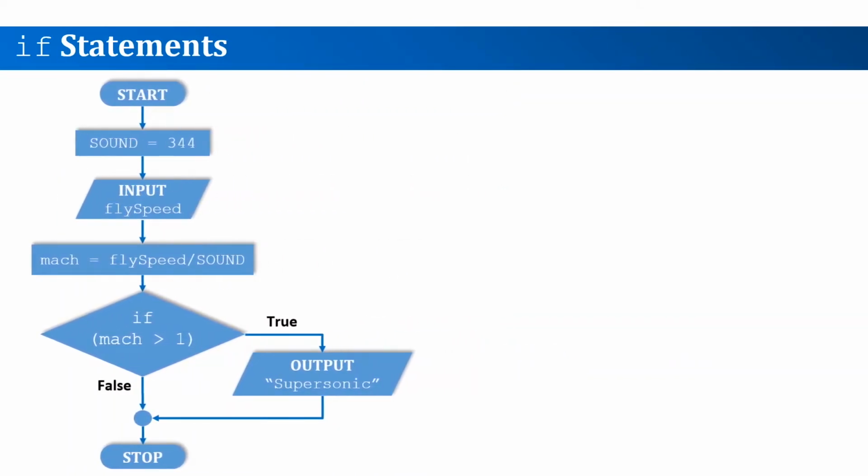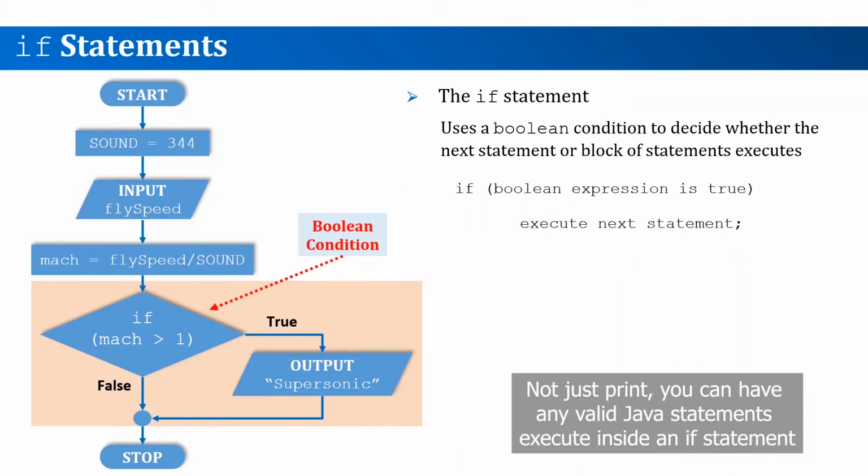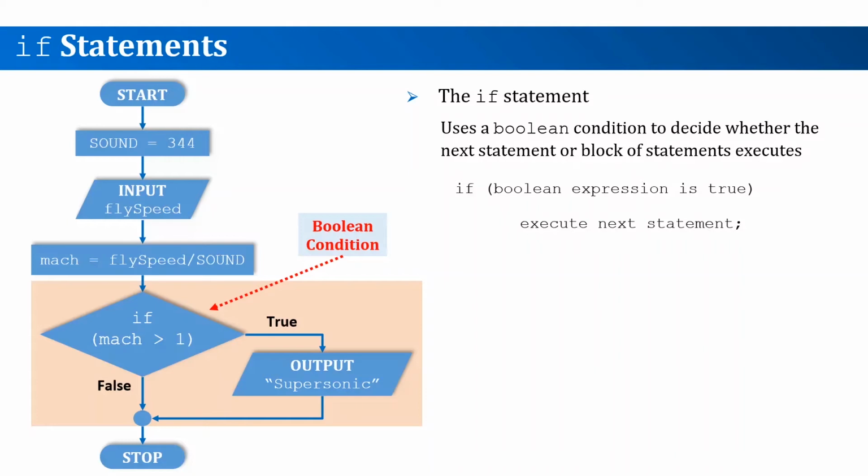We are familiar with all of these parts of the flowchart except for the if statement part. Notice that in an if statement, a Boolean condition that evaluates to true or false is used to decide if I will print something or not. In this particular example, if the Mach number is greater than 1, which is my condition, run the output statement and print to the screen the string supersonic.